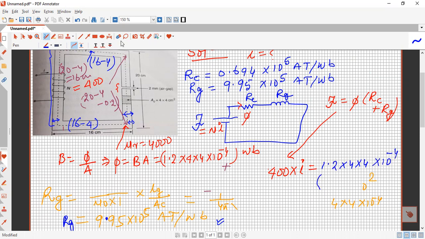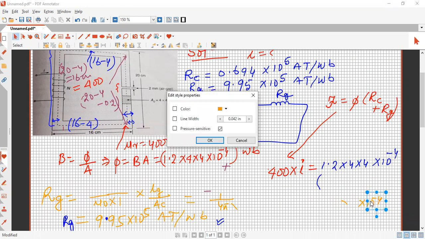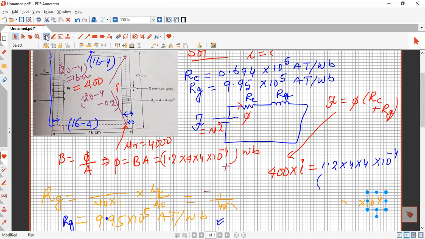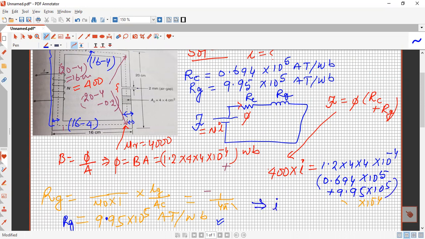We have to add these two values and multiply. Which values do we have to add? The reluctance of the core and the reluctance of the gap. So let us see, we are just putting the values here. The reluctance of the core and the reluctance of the gap, we have to add these two values: 0.694 into 10 to the power 5 plus 9.95 into 10 to the power 5. So here everything is known. Just solve it and you will get the value of current I.